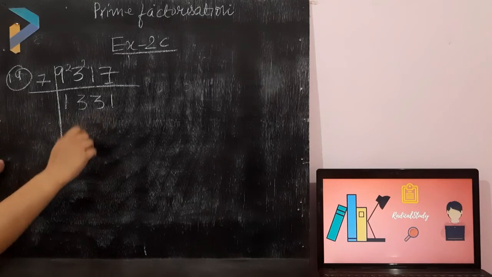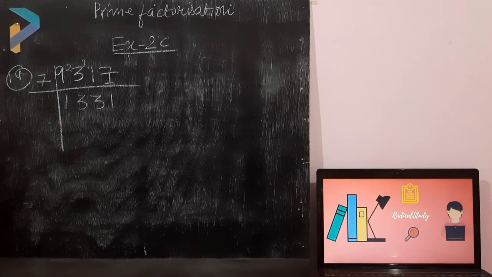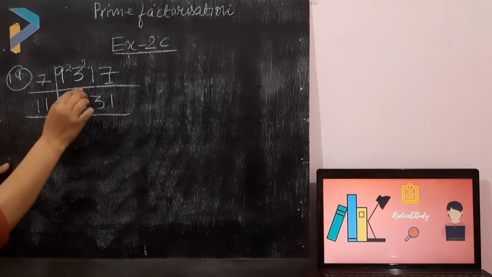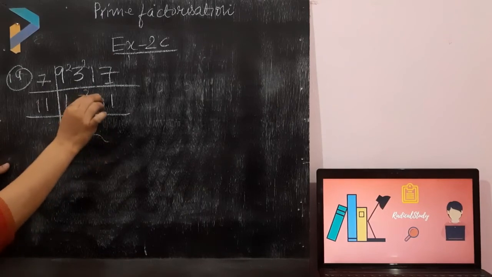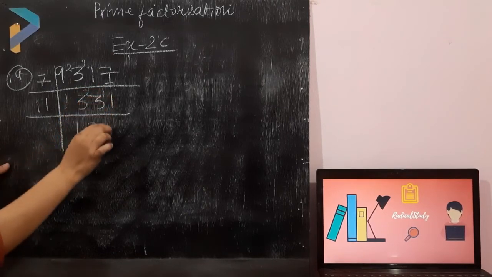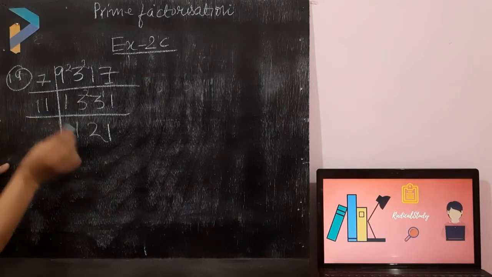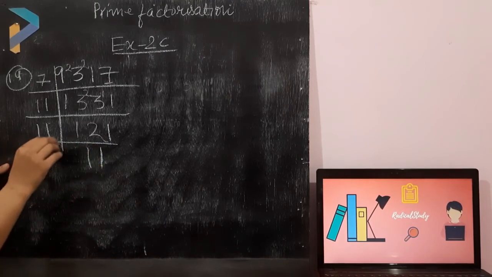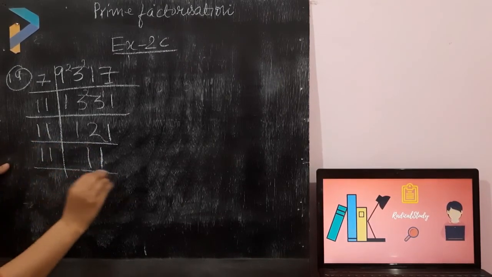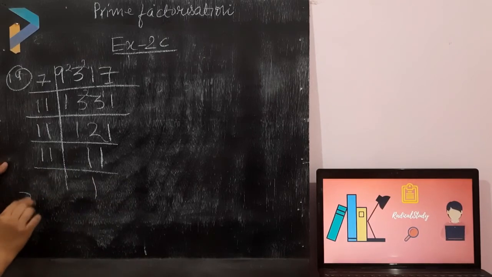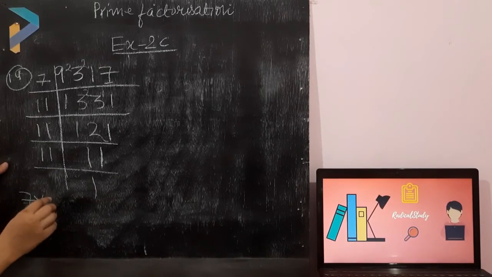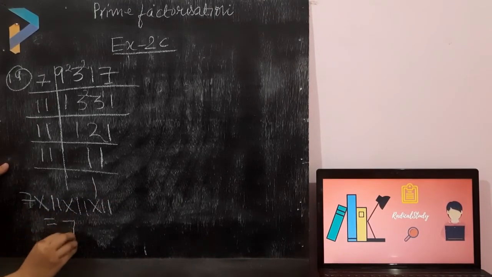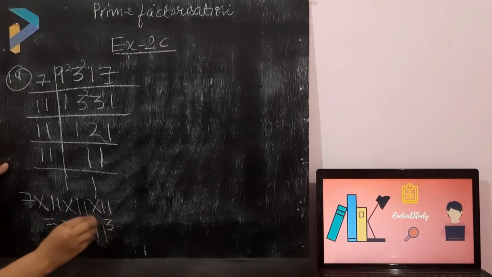Now will it be divisible further by 7? I don't think so. It will be divisible by 11. So 11 ones are 11. Now 2 is left. 11 twos are 22. Now 1 is left. It will become 11. So 11 ones are 11. Now we all know that the square of 11 is 121. So 11 11s are 121. Now again 11 ones are 11. So how will we write the prime factorization of this number? The prime factorization of 9317 will be 7 multiplied by 11 to the power of 3.